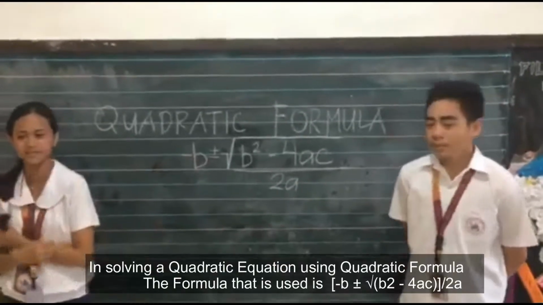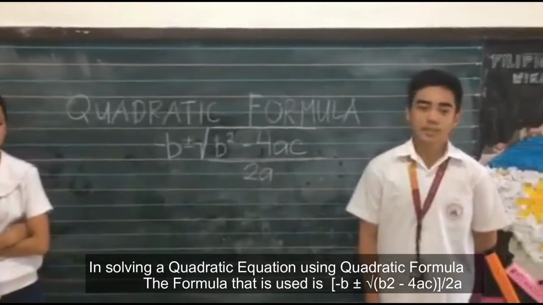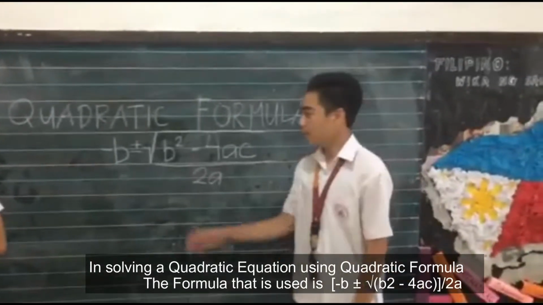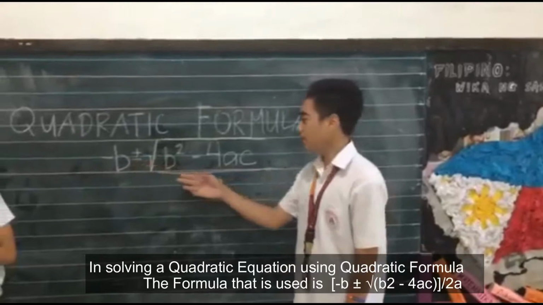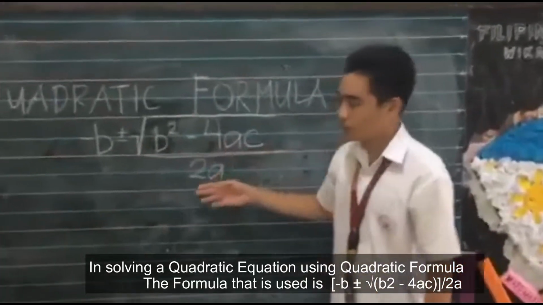Quadratic formula. In solving a quadratic equation using the quadratic formula, the formula that is used is negative b plus minus square root of b squared minus 4ac over 2a.